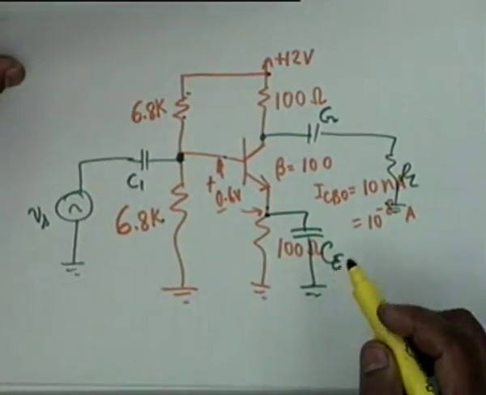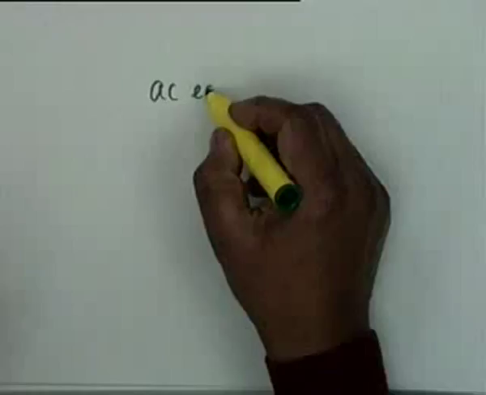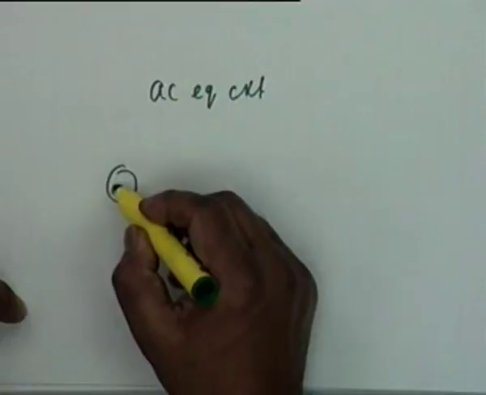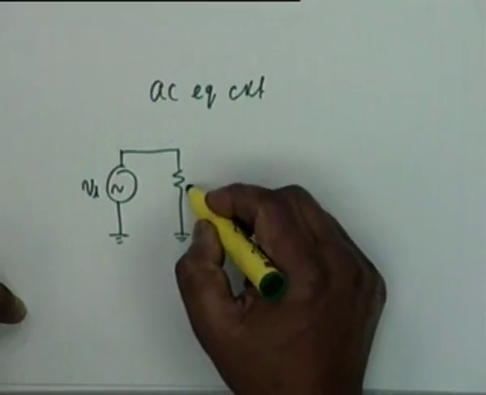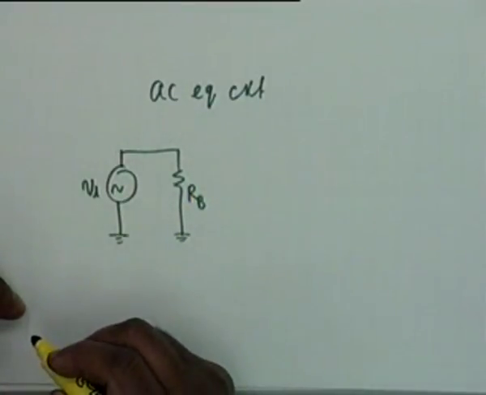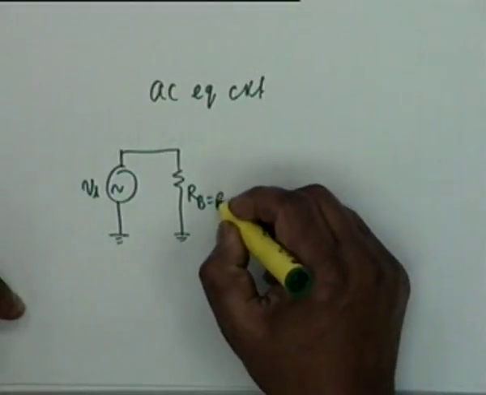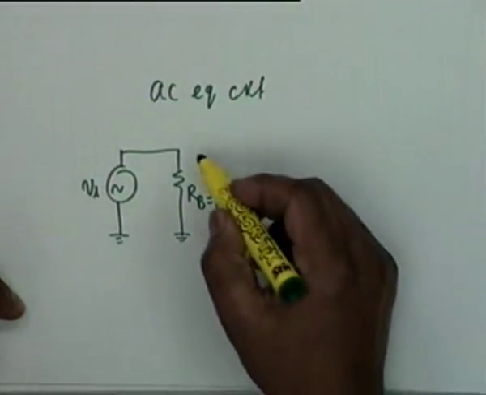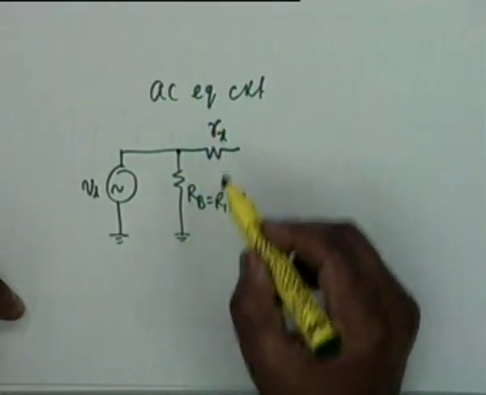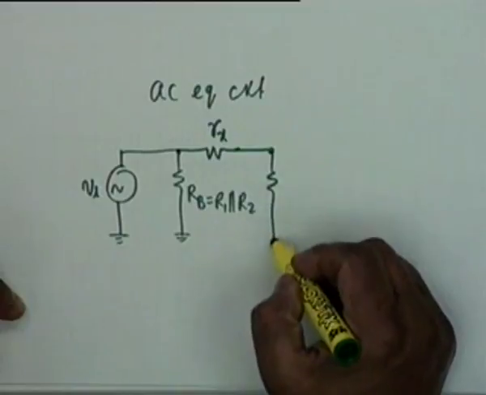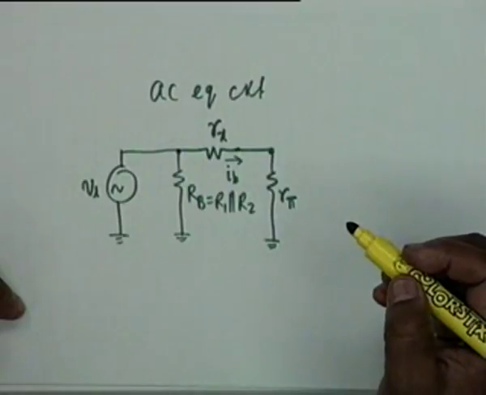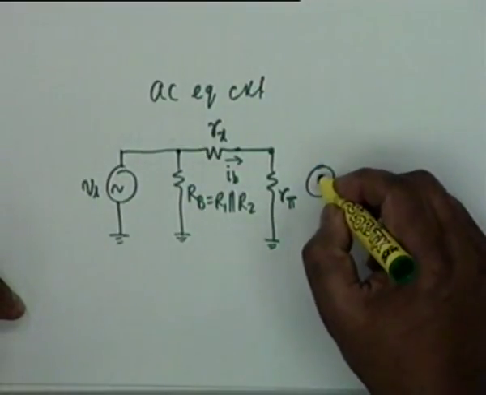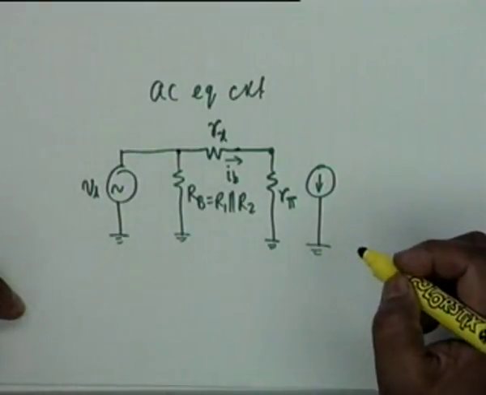So this small discussion should convince you that my AC equivalent circuit would be like this: Vs, then I shall have R sub B, which is a parallel combination of R1 and R2. Let me indicate this: R1 parallel R2. Then I shall have Rx, which is the base spreading resistance, and R pi. This current is I sub B, and then on the other side I shall have the current generator from the collector.